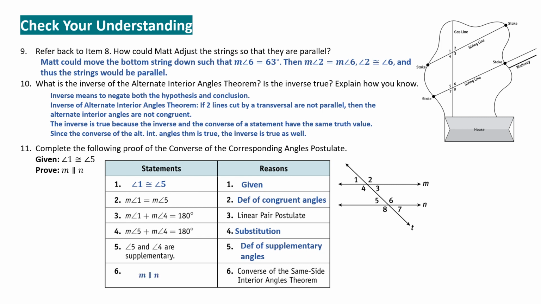Now that we've shown that angle 4 and angle 5 are supplementary, and they are actually same side interior angles, we know that if same side interior angles are supplementary, then the two lines are parallel. So we can use the converse of the same side interior angles theorem as our justification for that. And that's it for this lesson, guys.